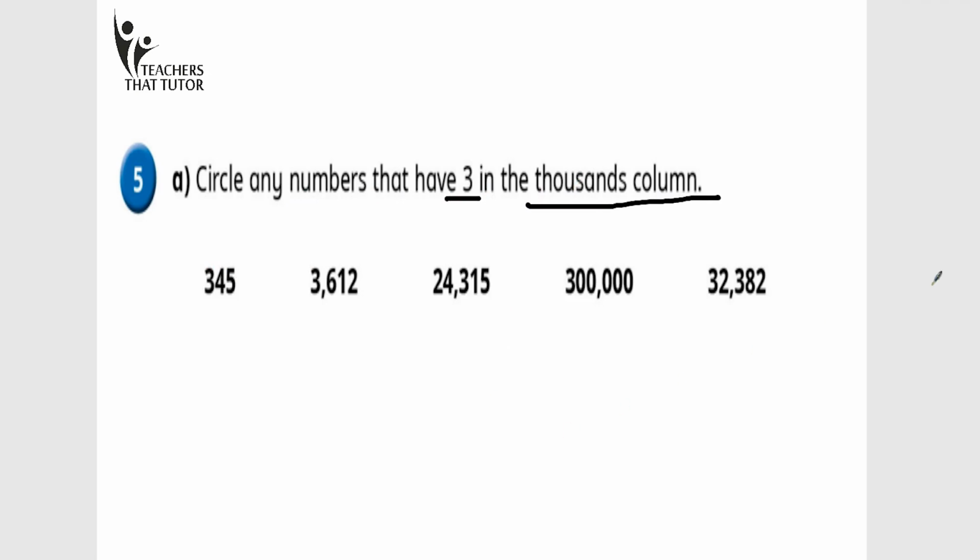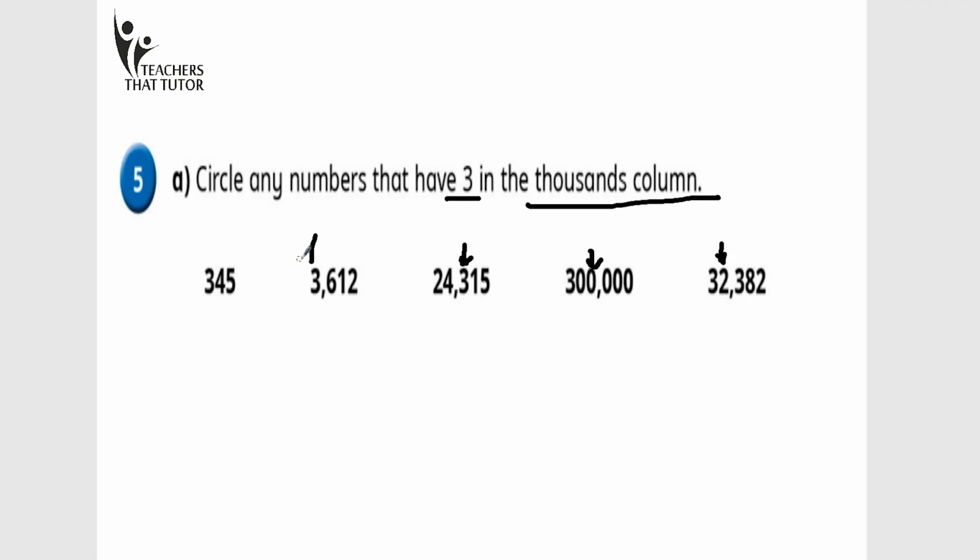So the thousands column would be the 4th column. This one has a 2, so that's not what we're looking for. This one in the 4th column has a 0, so that's not what we're looking for. This one has a 3, but it's in the 3rd column, which is the hundreds, not the thousands, so that's not what we're looking for.